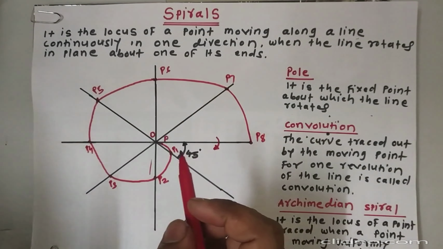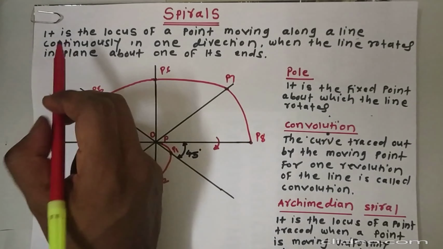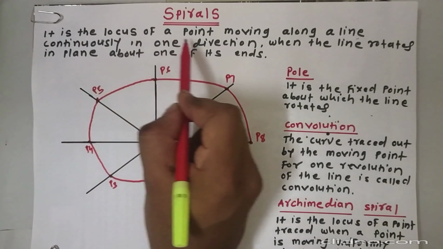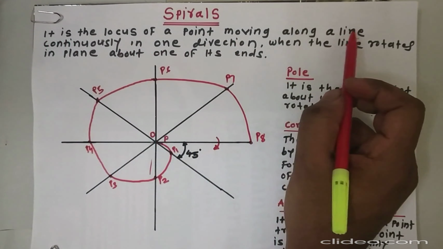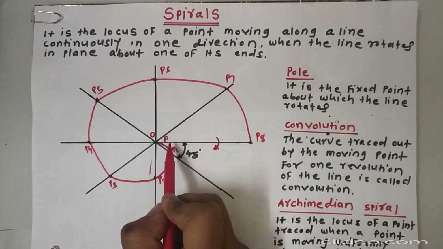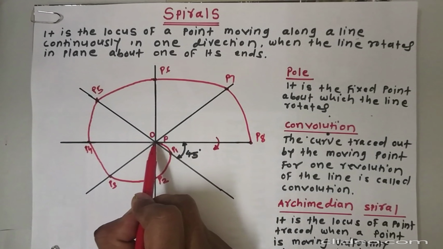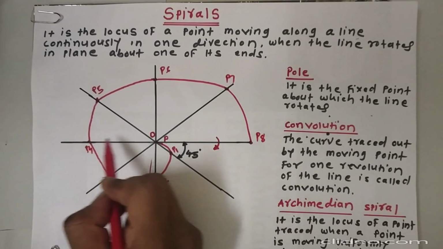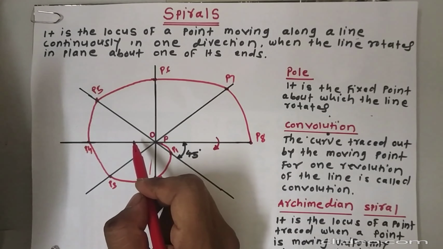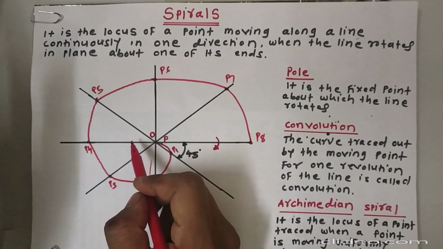Now consider the definition. It is the locus of a point moving along a straight line, moving along a line continuously in one direction. You can see this point P is moving continuously along one direction. P1, P2, P3, P4: all these points are moving continuously along one direction.